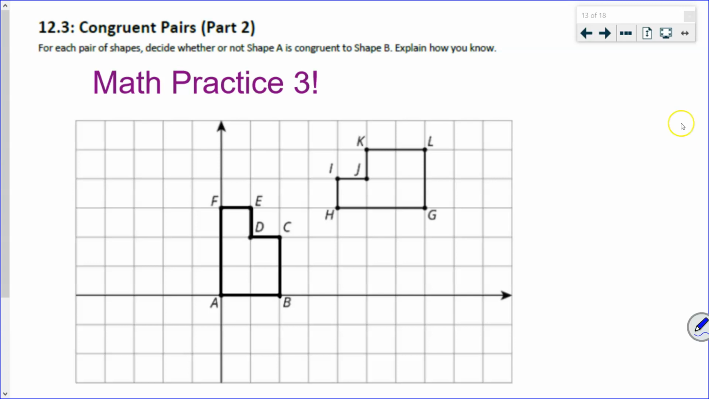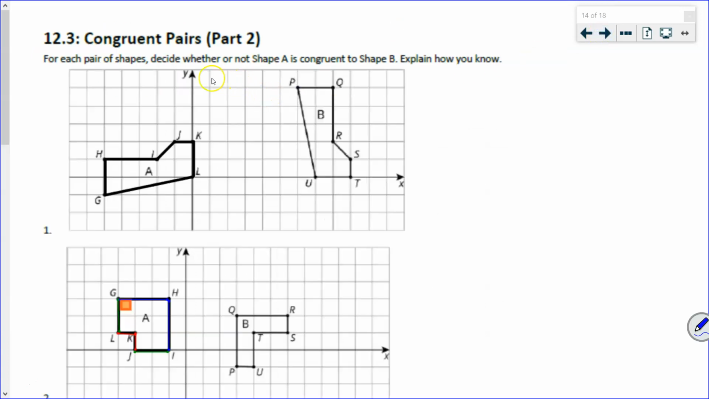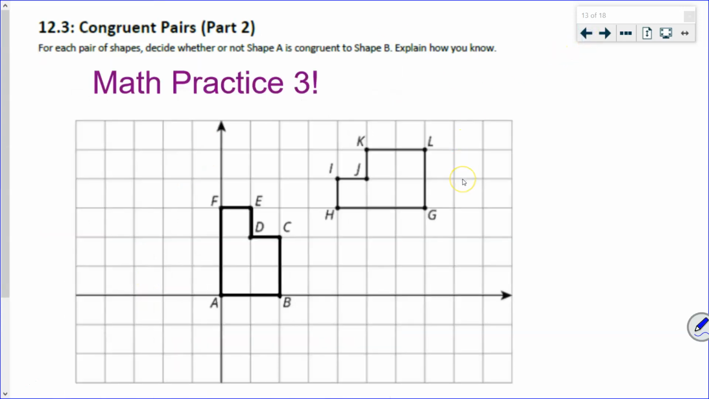Okay, so this is how it's going to work. This is not on your paper. Stop looking for it. It's not on your paper. This is the one that I'm using as an example. You guys are going to be doing the same thing for these ones on your paper. Do you find these ones on your paper now? Okay, so that's where you're going to be doing it. This is just an example.